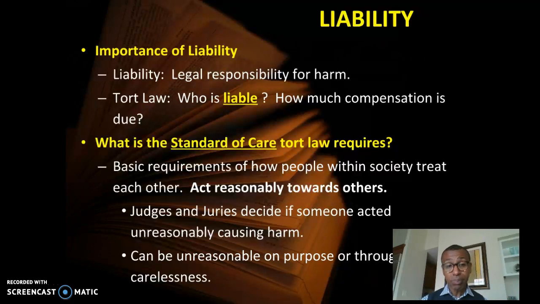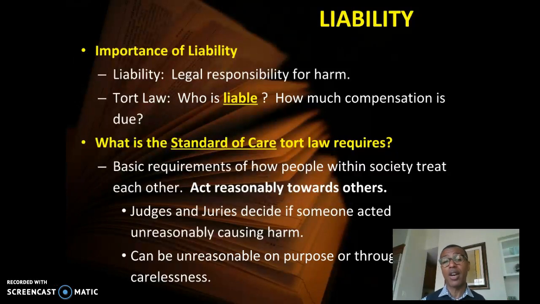We also have what is known as the standard of care. So the law establishes what is known as the standard of care. And the standard of care simply means that it requires us to act with reasonable care towards people and their property. So I just kind of go over that one more time.